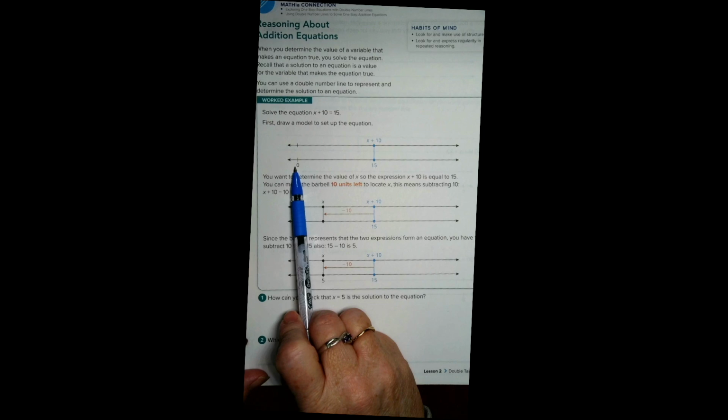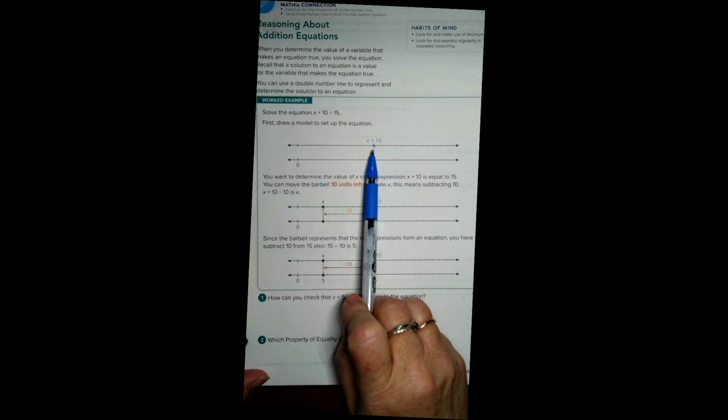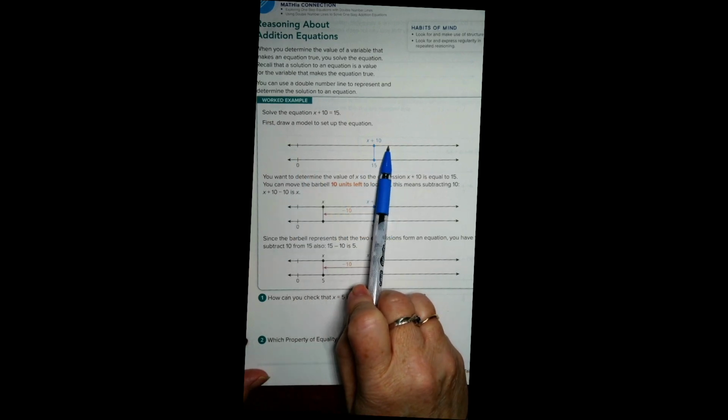So in this example, they're showing us a double number line. We have 0 here and 15. Up here we have x plus 10. It says you want to determine the value of x, so the expression x plus 10 is equal to 15. You can move the barbell 10 units left to locate x. This means subtracting 10. x plus 10 minus 10 is x.